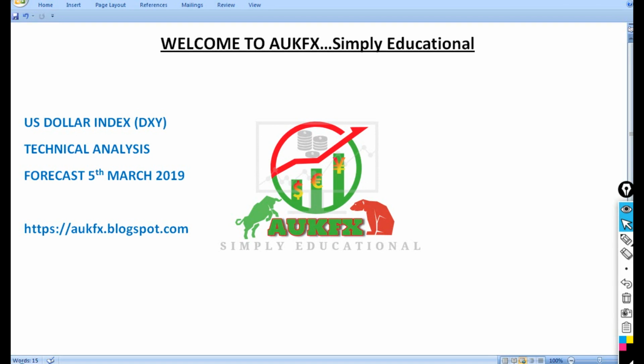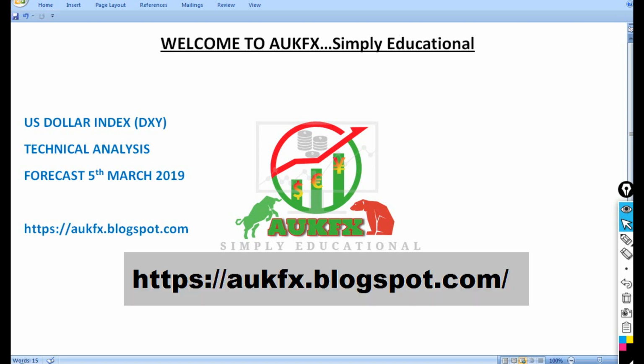So today we look forward over US dollar index DXY. Let's take our technical analysis forecast for the coming Monday, 5th March 2019, and how it reacts to the other pairs like Euro, GBP and the other pairs, in which the dollar also reacts as a counter currency or as a base pair. So let's see what's in the chart in the future. Today's analysis we do on our website, which is shown here, and let's start this.